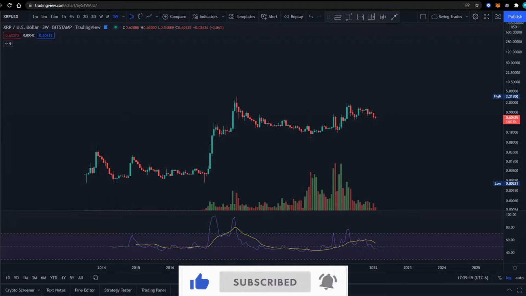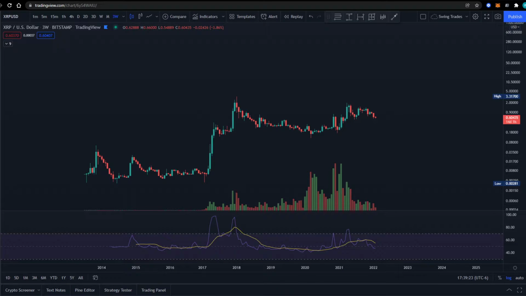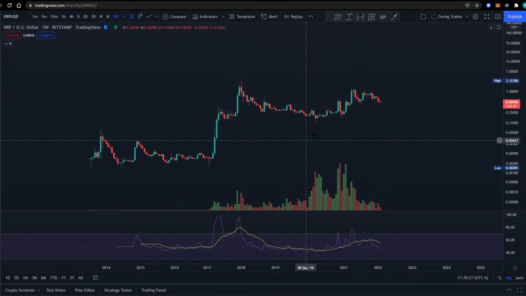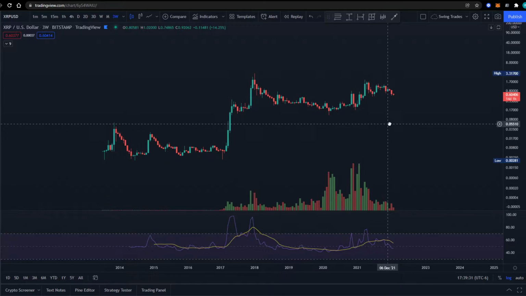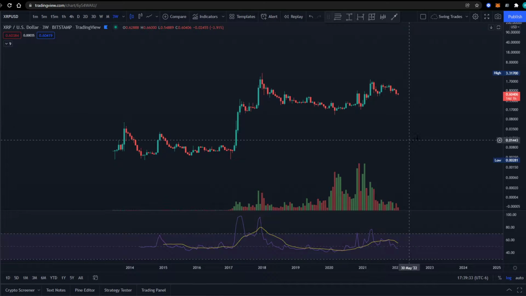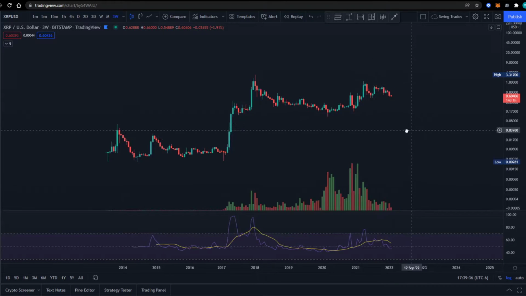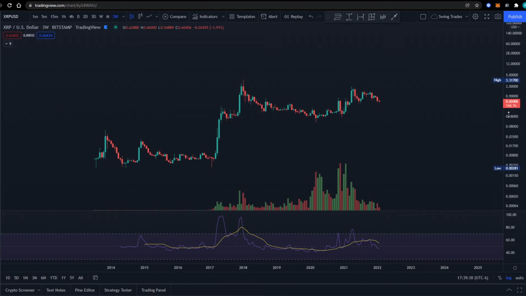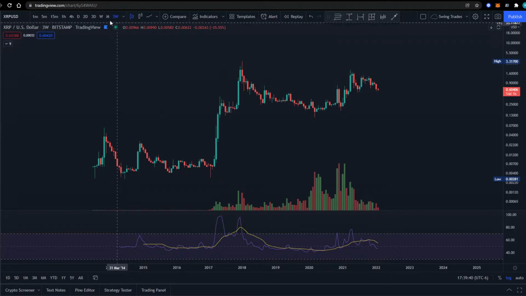Today, I am going to go over the XRP price chart. And we are going to look at this from a macro perspective. So, without further ado, let's just go ahead and get right into it. First thing I want to take notice of here, and I'm on the 3-week time frame, is 3 weeks per candle.